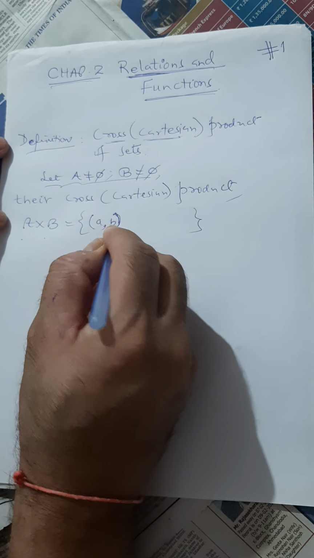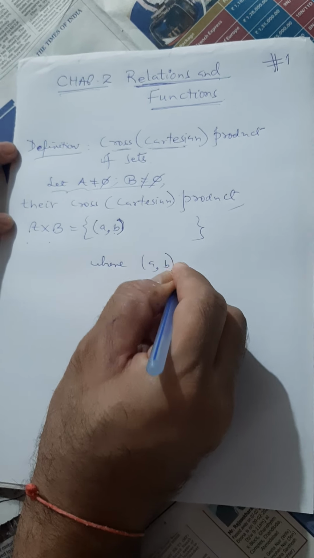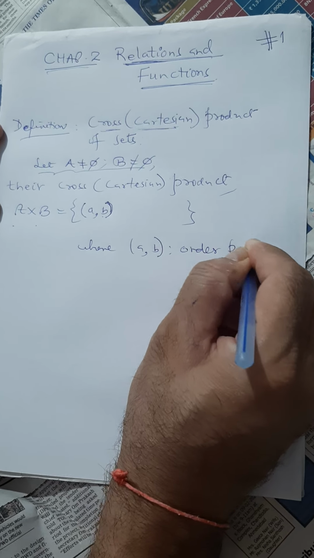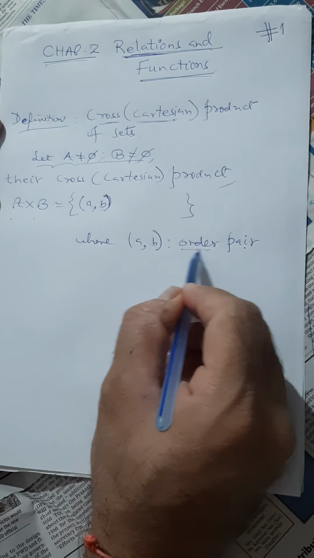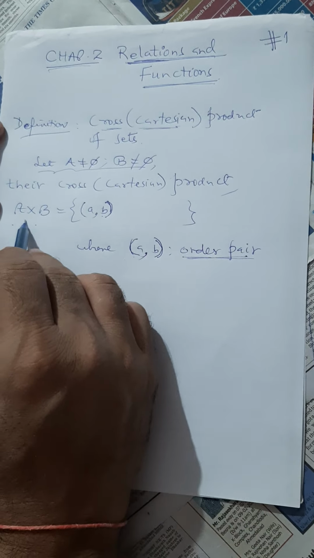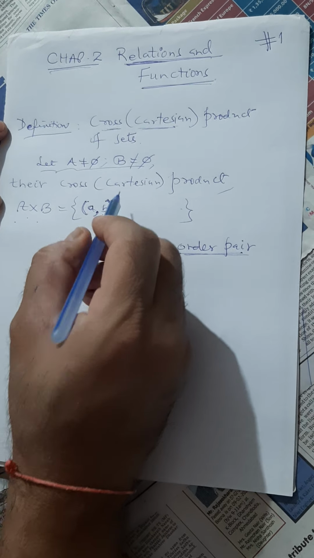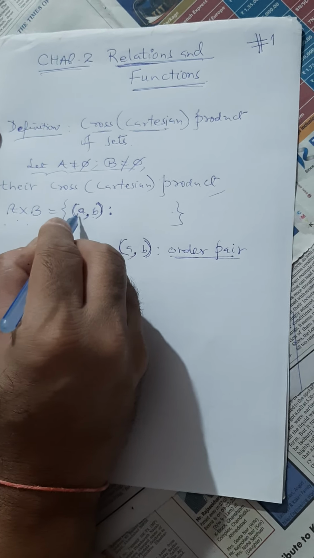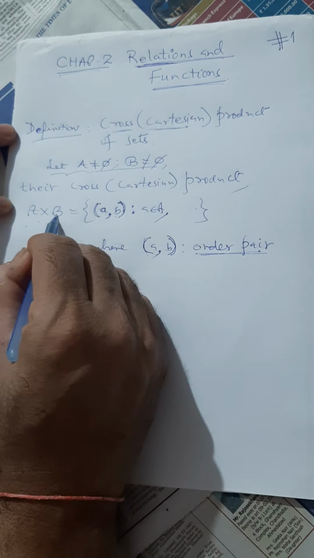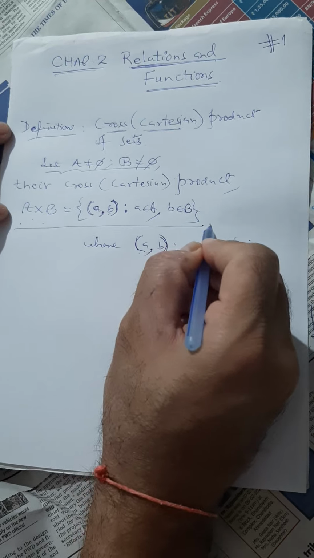This is called an ordered pair, where this (a, b), this combination of two objects, is called an ordered pair. Pair means two, and here order is important. That's why this is called an ordered pair. So A cross B is the set of all ordered pairs of the type (a, b), where a comes from A, so a belongs to A, and b comes from B, so b belongs to B. This is the definition of cross product.